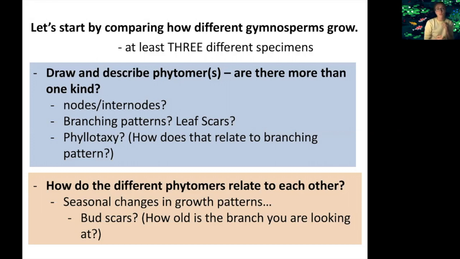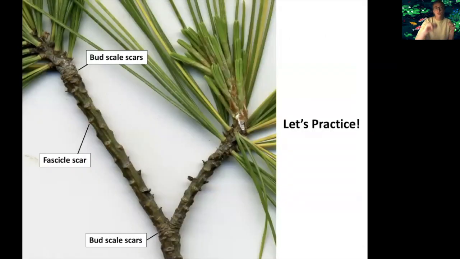So often this will involve long shoots and then short shoots. Bud scars will be present from when the bud opens, from the overwintering. And generally, the growth will be periodical in things like the pines and other gymnosperms like ginkgo that are temperate species. Okay, so let's practice doing this.